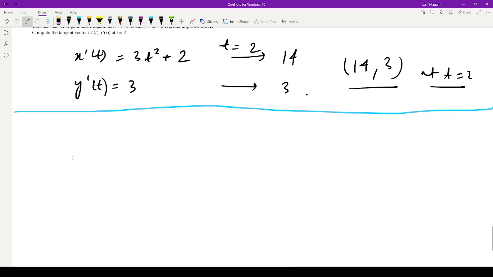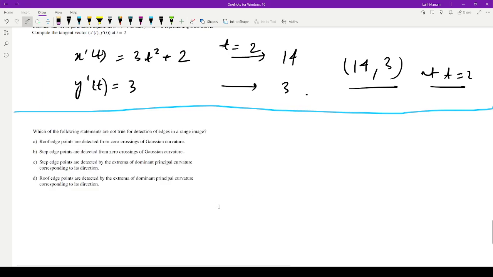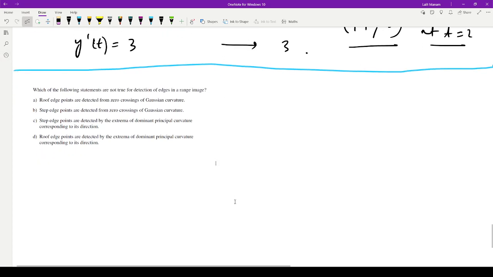I guess we have moved on to the next topic. The next topic that was discussed in the lectures was about edge detection, and not the usual edge detection that we have seen in normal images, but here it's specific to range images. So, what is a roof edge and what is a step edge?